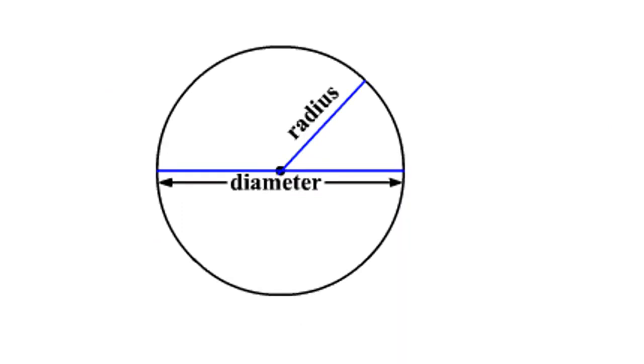Now see the figure of radius and diameter. Radius is from the center to the circumference. That distance is known as the radius. And what is diameter? Diameter passes through the center of the circle and its two end points lie on the circumference of the circle. Always remember, diameter is the double of radius.